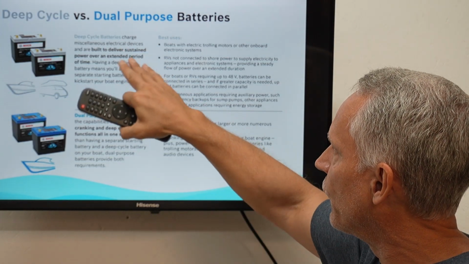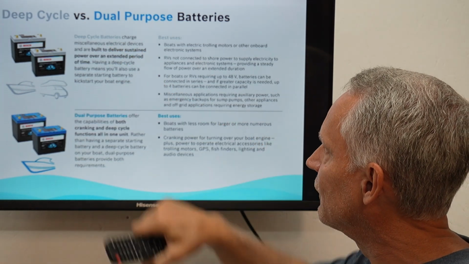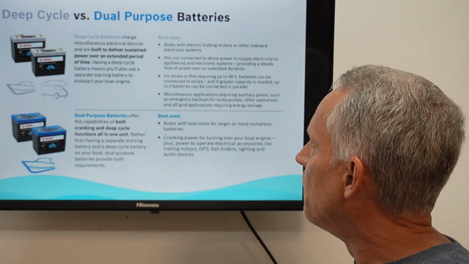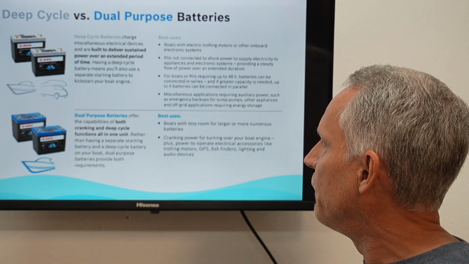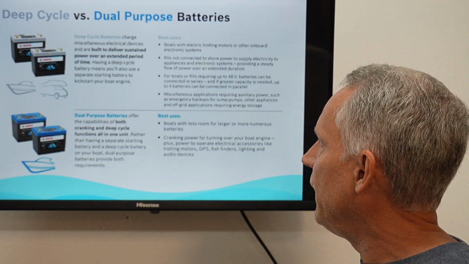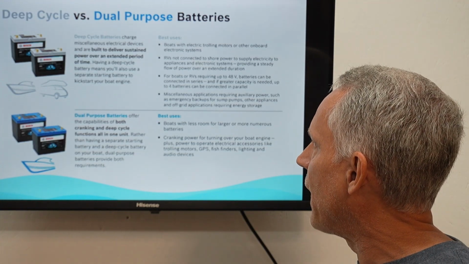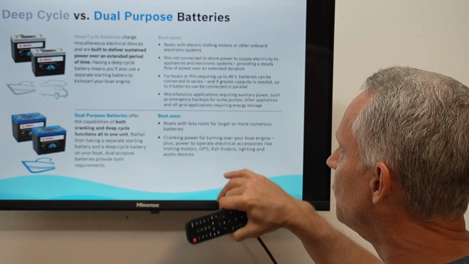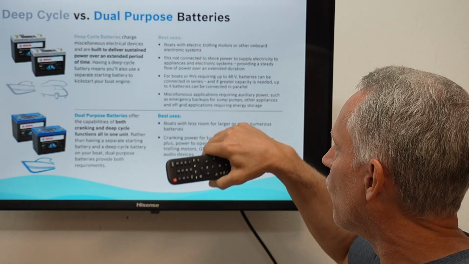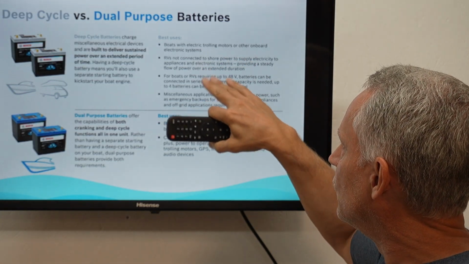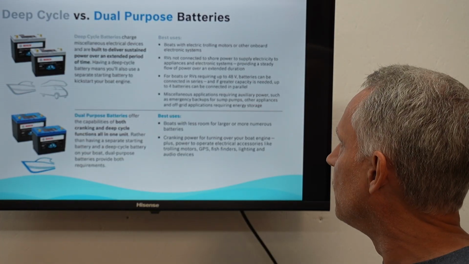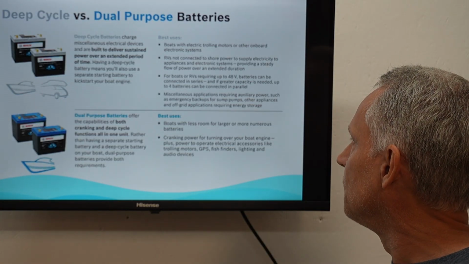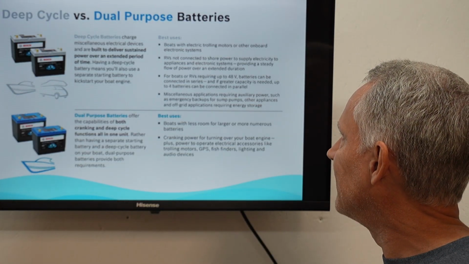Deep cycle battery, on the other hand, deep cycle batteries charge miscellaneous electrical devices and are built to deliver sustained power over an extended period of time. Having a deep cycle battery means that you'll use a separate starting battery to kickstart your boat engine. Best uses: boats with electric trolling motors or other onboard electronic systems, RVs not connected to shore power to supply electricity to appliances and electronic systems, providing a steady flow of power over an extended duration.